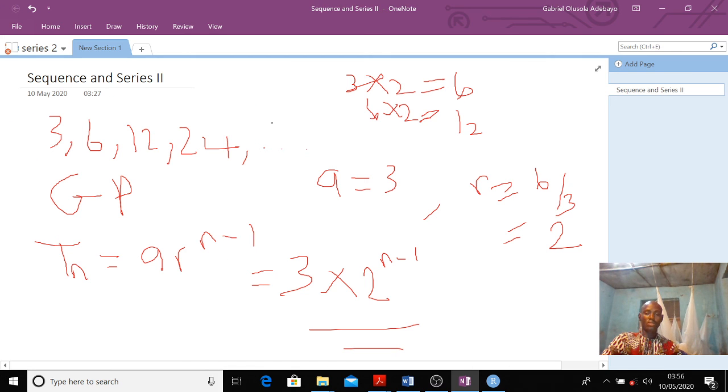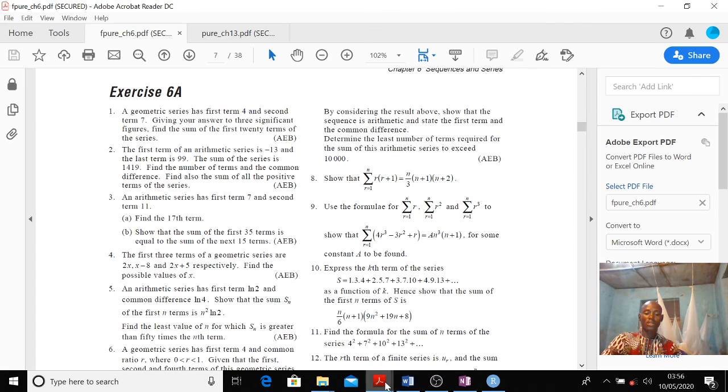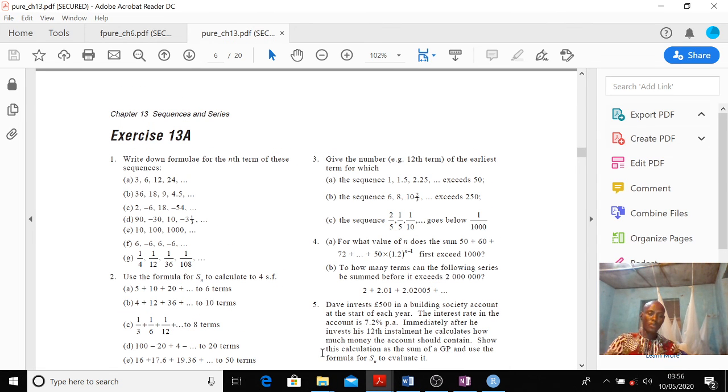So any question? We can also solve as many questions as possible here. Solve any question for yourself here. If you want me to solve any of these questions for you, you can contact me. I will solve it for you. Okay. This one is the whole sequence. This is series because it involves addition.